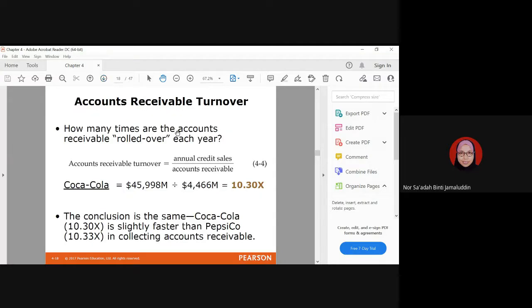So this is account receivable turnover. How many times does the account receivable roll over each year? So Coca-Cola 10 times. Okay, the conclusion is the same. Coca-Cola 10.38 is slightly faster sebab dia ambil masa yang lebih sikit, because Coca-Cola took less time compared to Pepsi to collect their receivable.